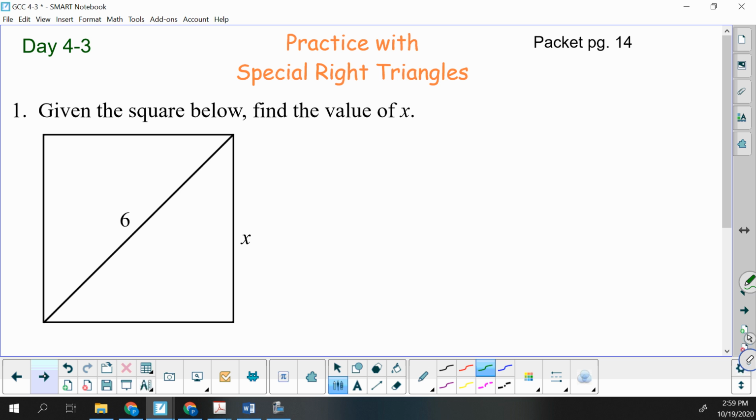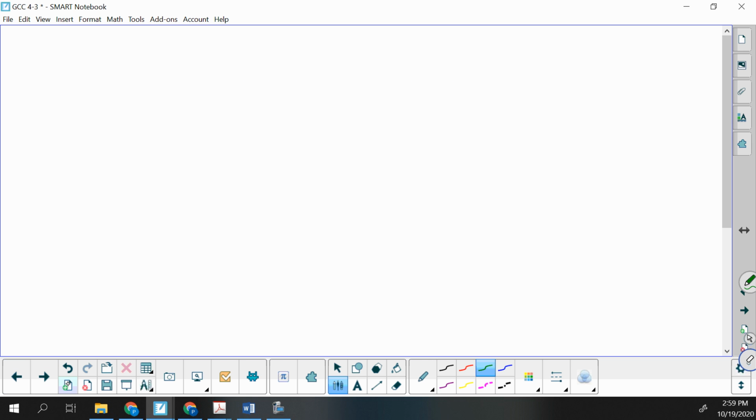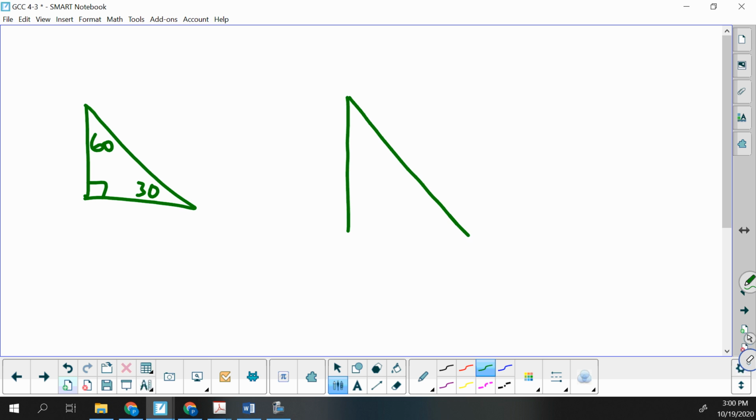All right, so today is another practice day with our special right triangles. I would like you to flip somewhere where you have space in your packet and draw yourself a blank 60, 30, 90 triangle. And draw yourself a blank 45, 45, 90 triangle. So someplace blank in your packet. We're going to give you 1 minute. See if you can label each of the three sides in the triangles in terms of our D's.